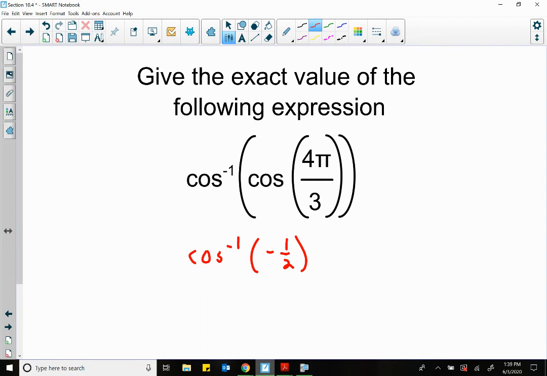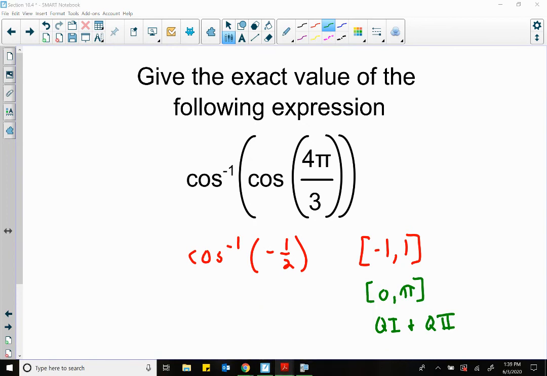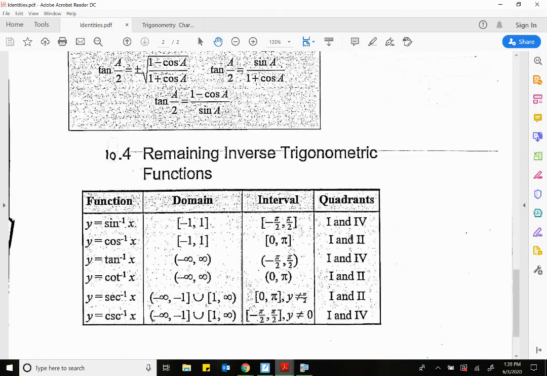So again, we're going to go in. We know that this is in the domain because the domain is from -1 to 1. It's in the domain. And we know that cosine, its interval, is from 0 to pi, which is in quadrant 1 and quadrant 2. Just to double check, make sure. Yeah, 0 to pi, quadrant 1, quadrant 2.